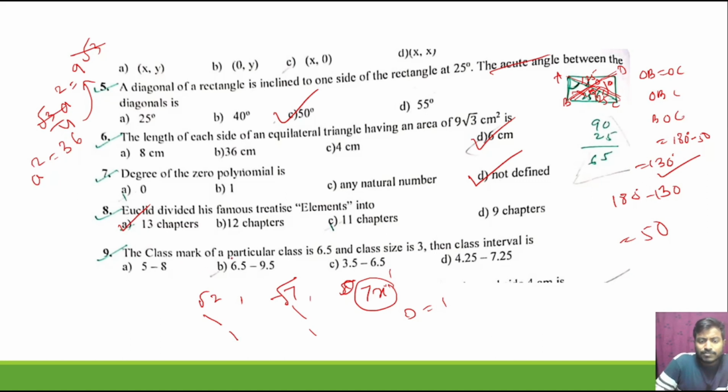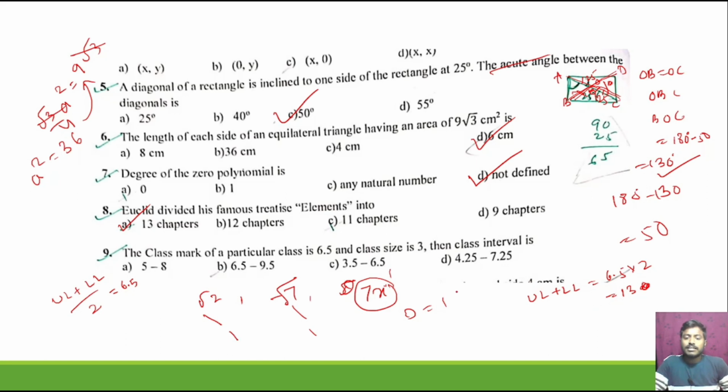Okay, the class mark of a particular class is 6.5, meaning (upper limit plus lower limit) divided by 2 is equal to 6.5, yes or no? So upper limit plus lower limit is equal to 6.5 into 2, that is 13.